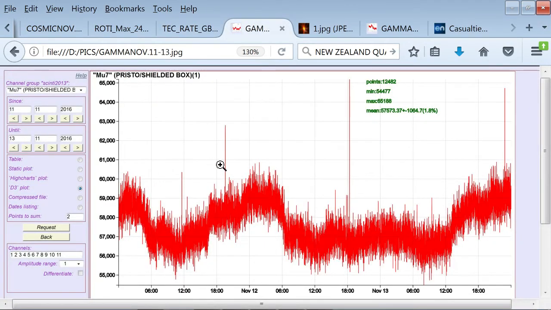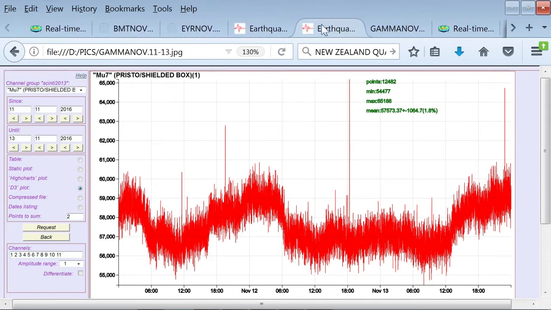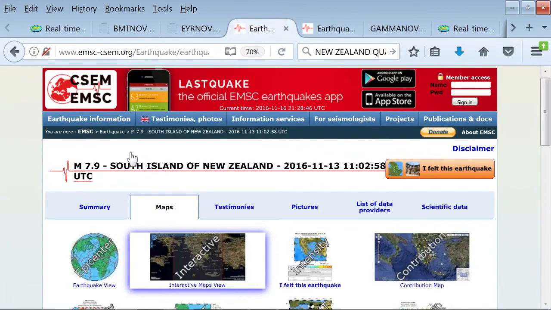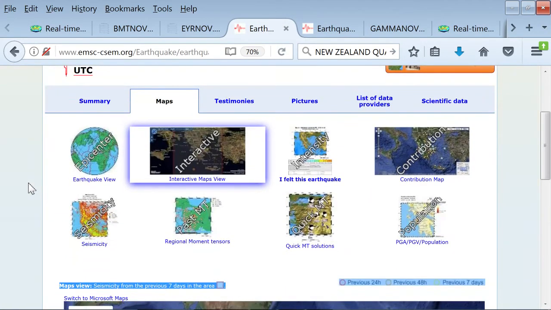Gamma rays spiking here before the ionospheric charging interval on the 12th, and a massive one, just a monster spike here before the 13th, and more smaller spikes here leading up to about 9:30 universal time, and then it was just after 1100 universal time when we had the 7.9 quake in New Zealand.